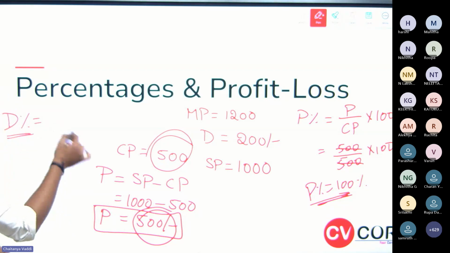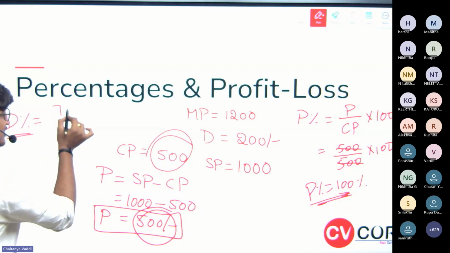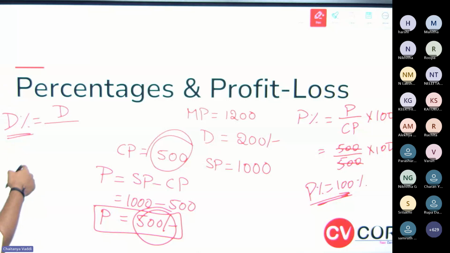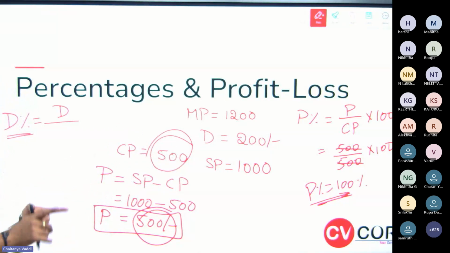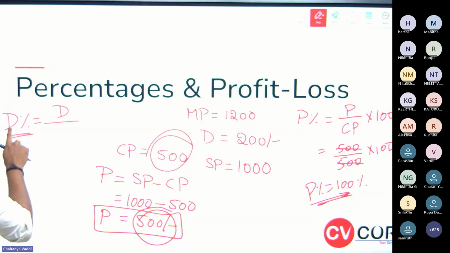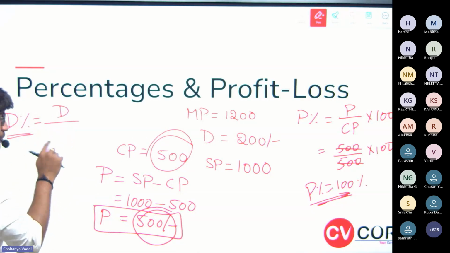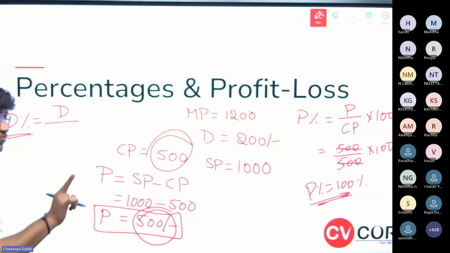So how much discount percentage will be given? Here is the discount percentage formula. If you want to calculate discount percentage, try to understand all these things. I'm definitely sure that these formulas, logics and shortcuts will help you solve questions from TCS NQT. So discount percentage means discount by... here it is not cost price or selling price.